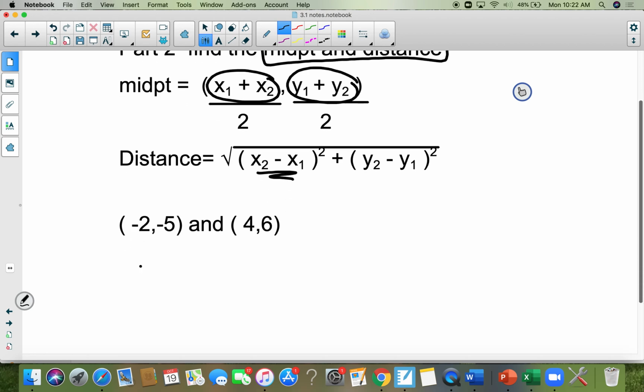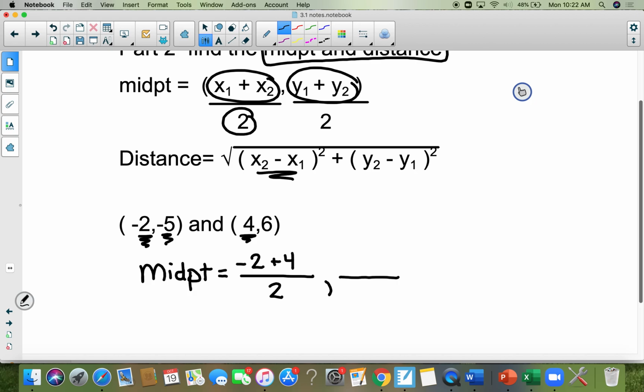Let's find the midpoint first of all. To find the midpoint, you add your x's together. These two are your x's, -2 plus 4, and divide by 2. And to find the midpoint of the y's, you add the -5 and the 6 together and divide by 2. -2 plus 4 is 2, and 2 divided by 2 is 1. -5 plus 6 is 1. So the midpoint between these 2 points is 1, 1/2.